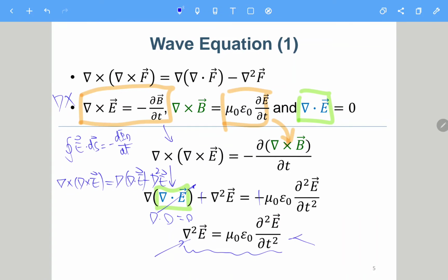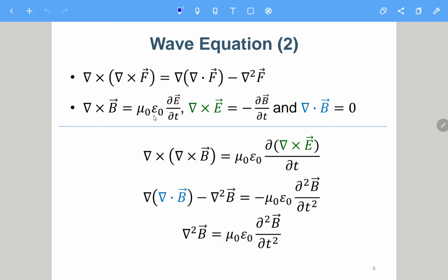So this is the first wave equation, and for the second wave equation, we need to make use of Ampere's law, Faraday's law, and Gauss's law for the magnetic field, the B field. Here we take the curl on both sides. So the left side will be curl of curl of B, and on the right side we also put this one inside the partial derivative. So we have mu naught epsilon naught, and then partial t, and then here we have curl of E.